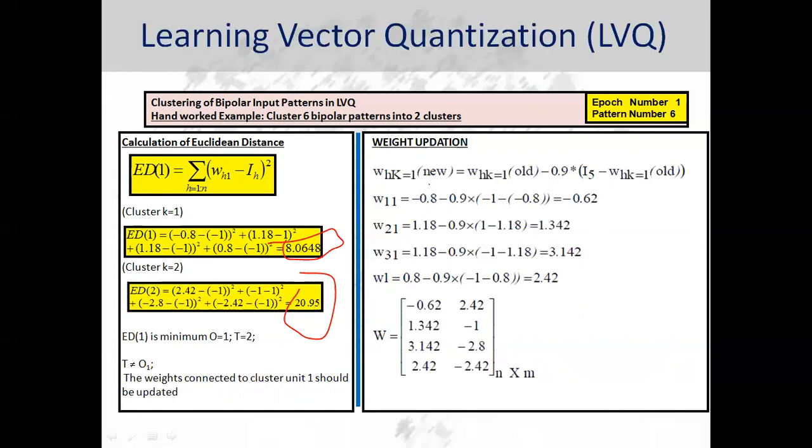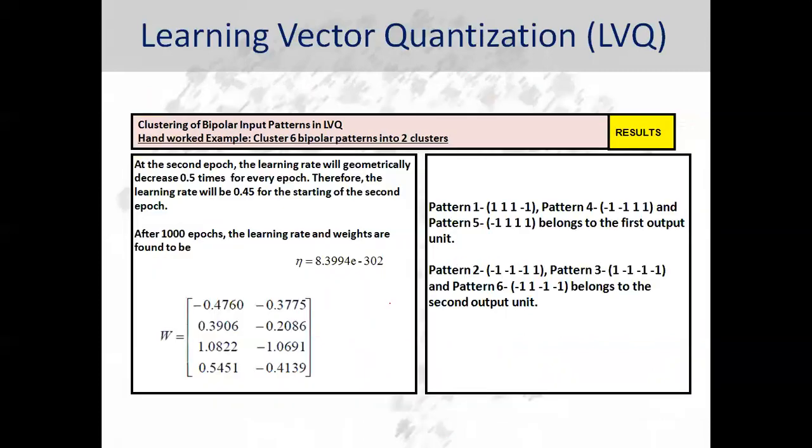So we'll be weakening its weights using this formula, and after weakening the new weights are coming out to be this, and this will be your new weight matrix. Now it completes your first epoch, and we have to run many epochs of this kind. Suppose, or you can say consider, that at the second epoch the learning rate will geometrically decrease 0.5 times.